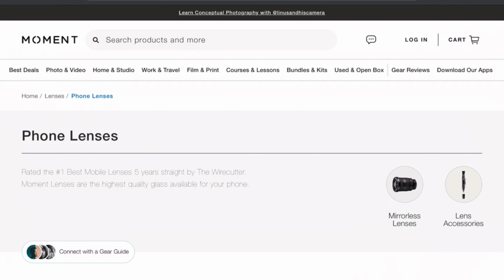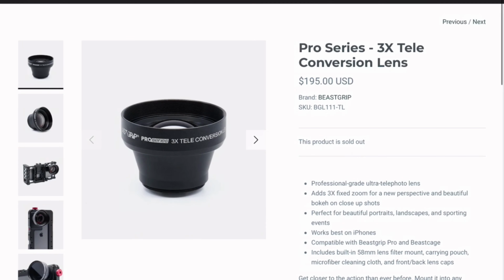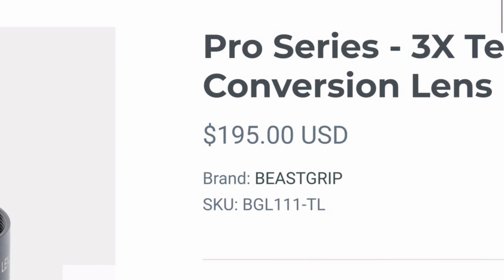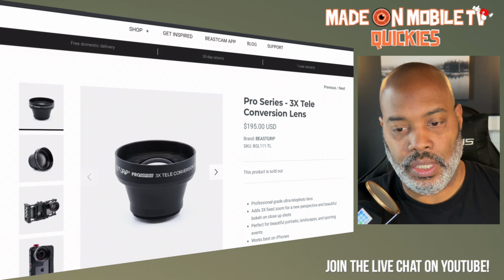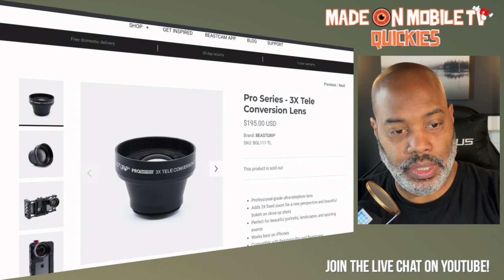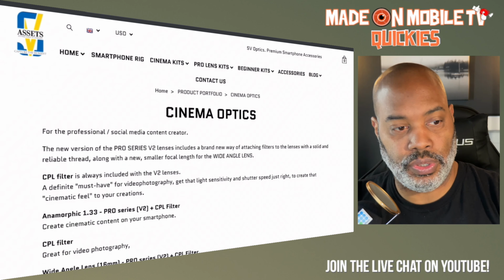So I'm going to jump over to check out the Beast Grip telephoto, the 85 millimeter equivalent, and that one, as you can see here, is roughly close to $200. This lens is a beautiful lens. Honestly, it's one of the nicest lenses I've got in my kit. It's pricey, but again, it is worth it. And right now you can't even get it. It says the product is sold out. That's crazy, but it's worth it.